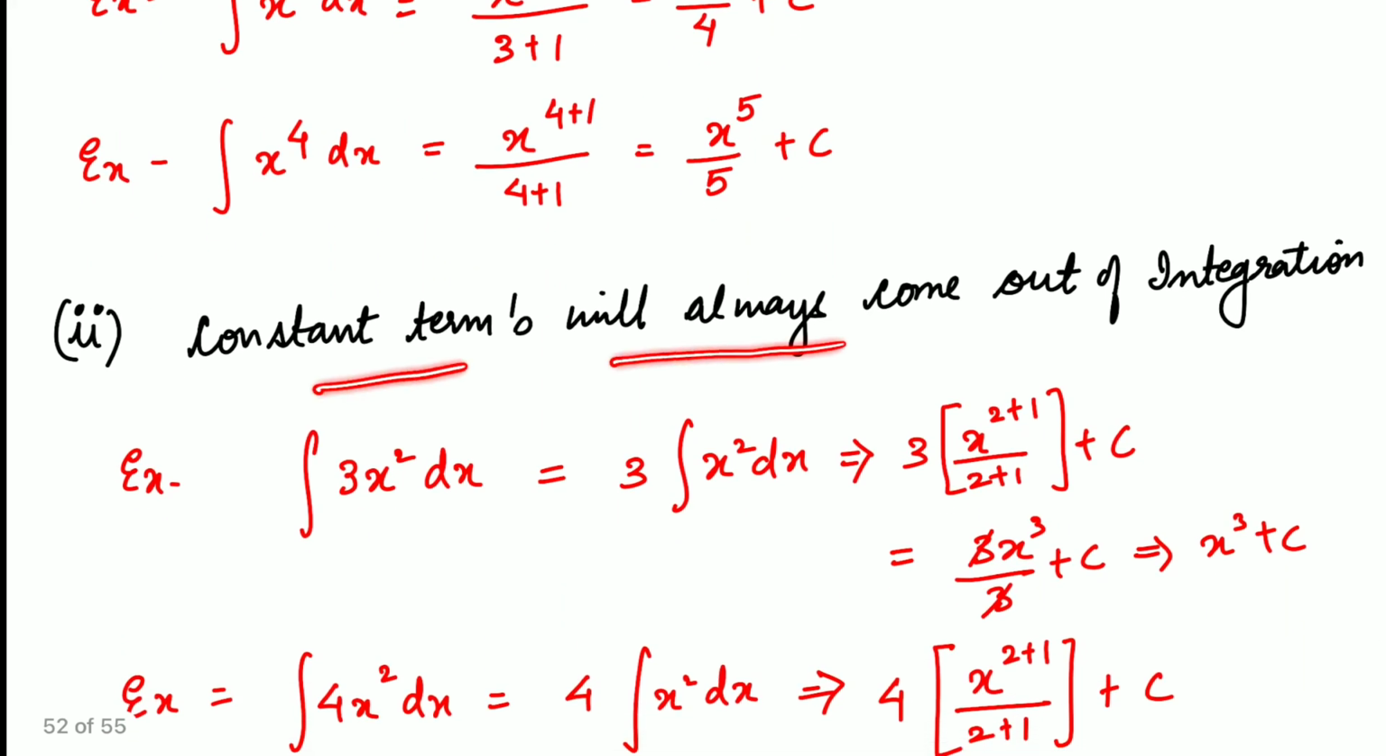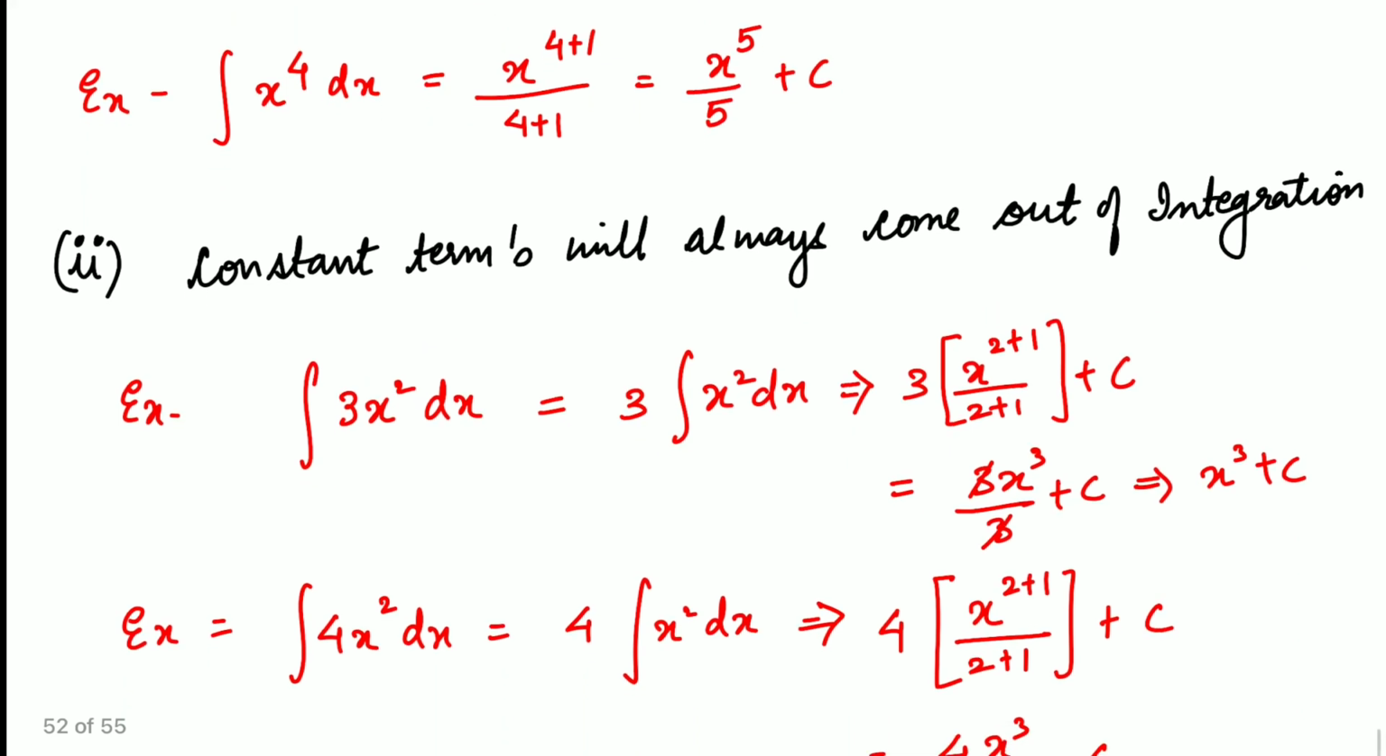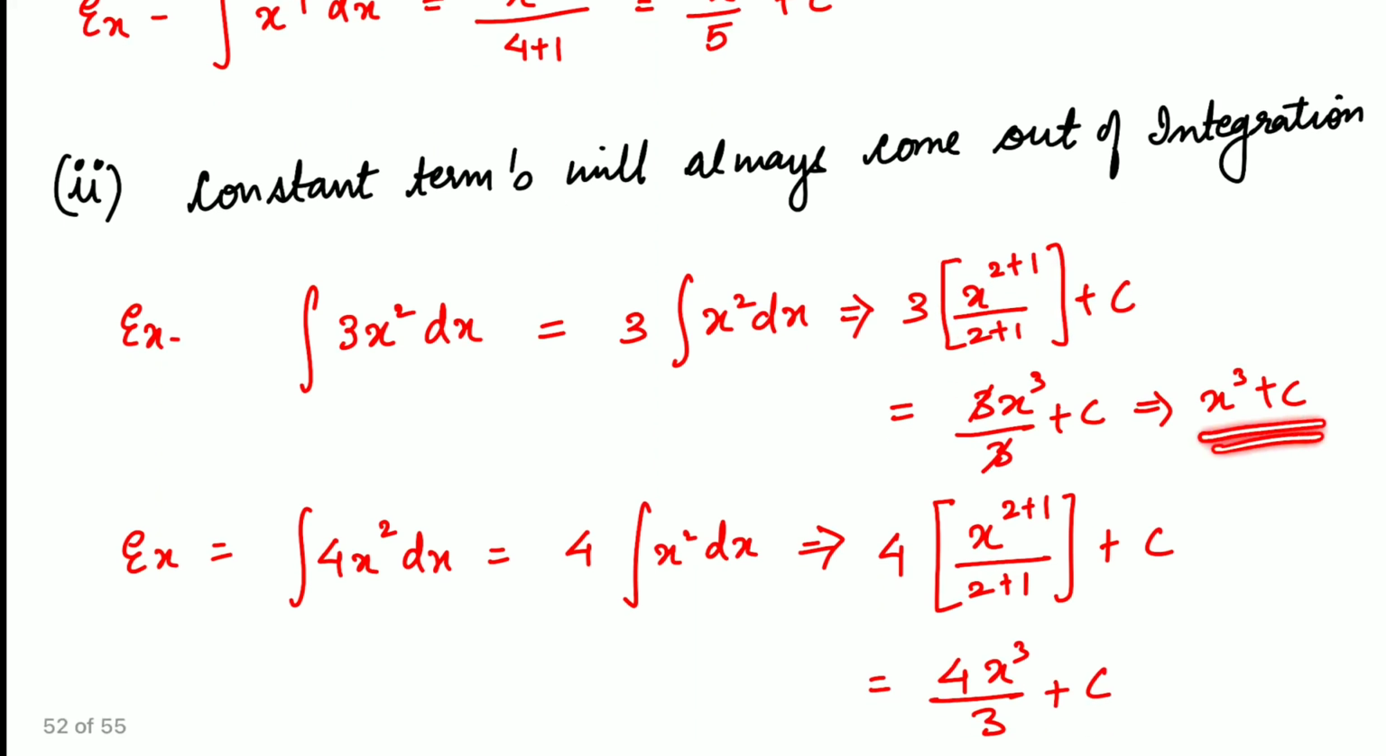Constant terms will always come out of your integration. Whenever you have a constant term which is multiplied with your integration, it will always come out of your integration. For example, 3x squared dx, if you want to integrate that, the 3 is the constant term which will come out of your integration. So 3 will come out, and then you simply integrate x to the power 2 dx, that is 3 times x to the power 2 plus 1 upon 2 plus 1, and obviously the constant c. I hope that is understandable, right? The answer will be x cube plus c.